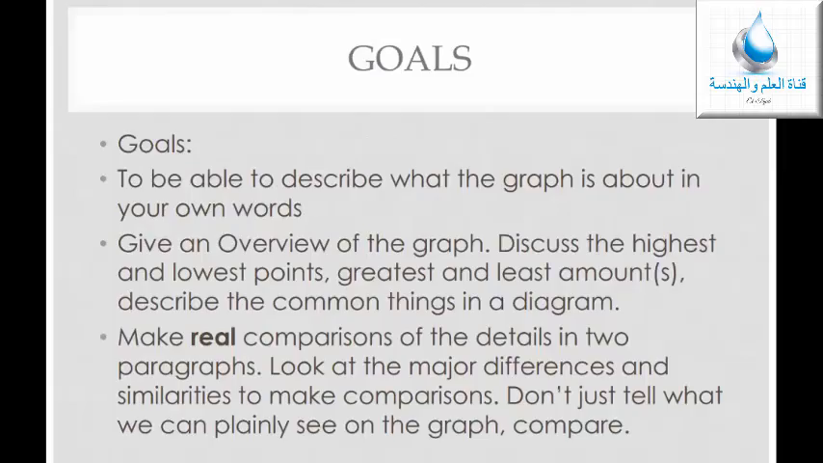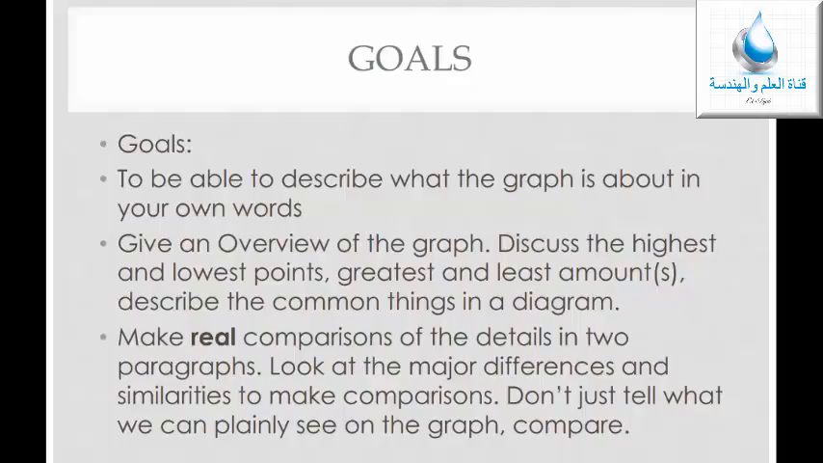Here are our goals when we are talking about task number 1. These are the things we have to accomplish for the grader. When the grader is looking at our task number 1, if they see these things accomplished, you are going to be able to get a really good score if you've done all the other things that are necessary. For example, you want to describe what the graph is about in your own words. That's the first thing. You have to give a general description of what the graph is about.